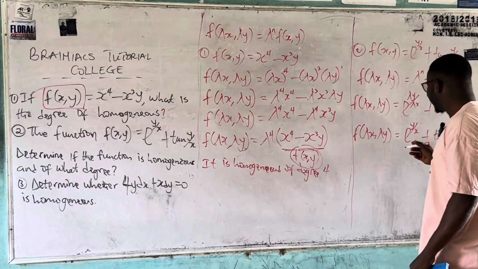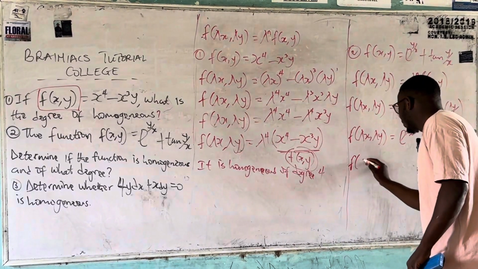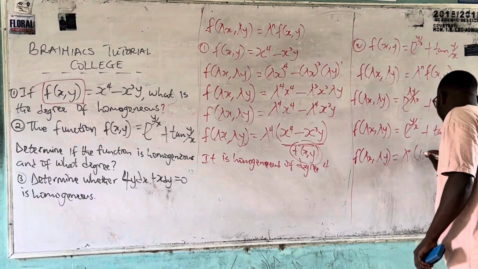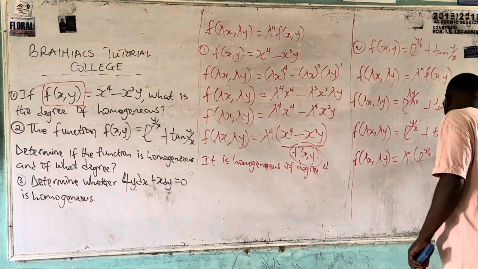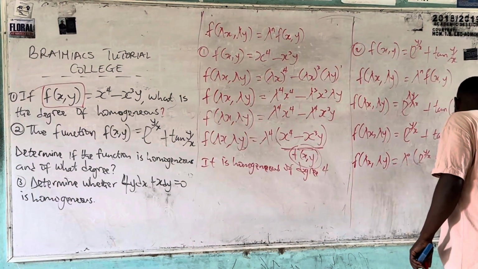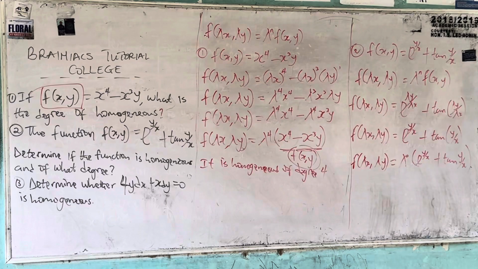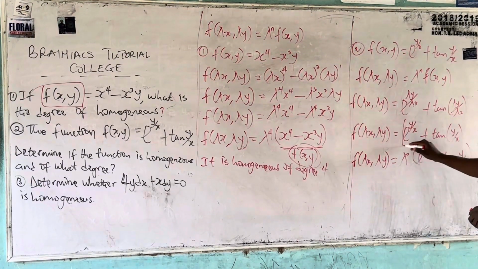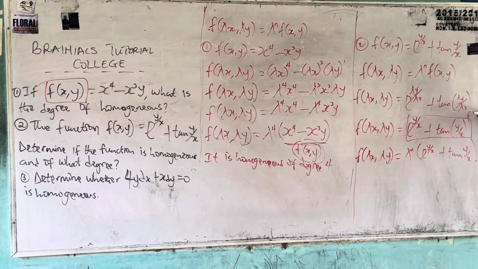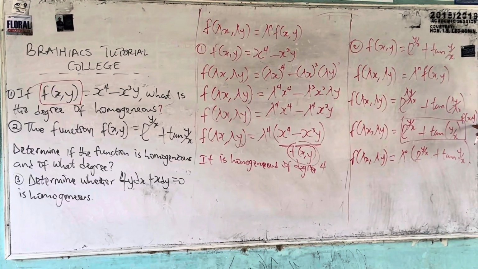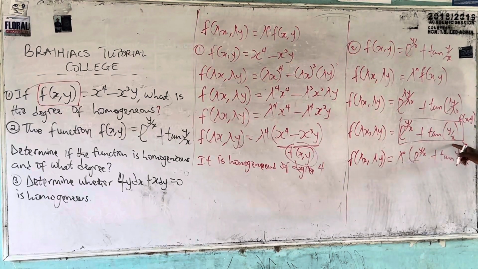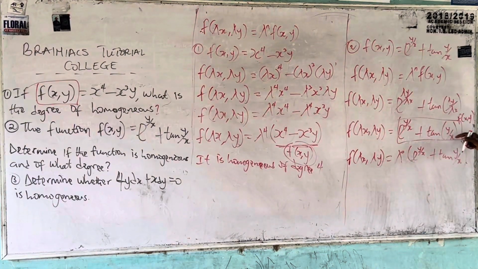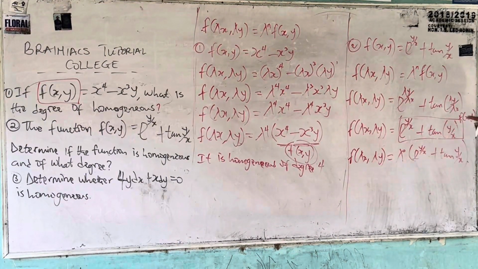So now, do you know that you can write this as what? So you can write it as f of lambda x comma lambda y equals lambda raised to the power of 0 times exponential y over x plus tan y over x. So now the reason why we can write this one as this was because we're able to obtain the function back again. Because everything that we have here is the f of x comma y given. That's the function given. So this was the function given initially from the question. So exponential y over x plus tan of y over x is the function given directly from the question.